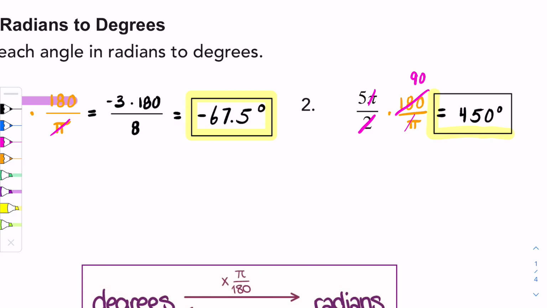Now I could have typed 5 times 90 and then in my calculator divided by 2, and you would have ended up with the same answer.